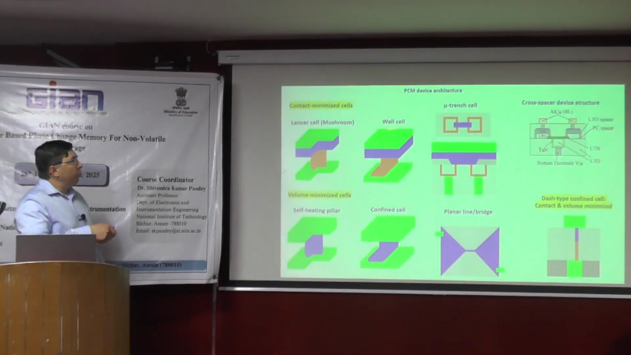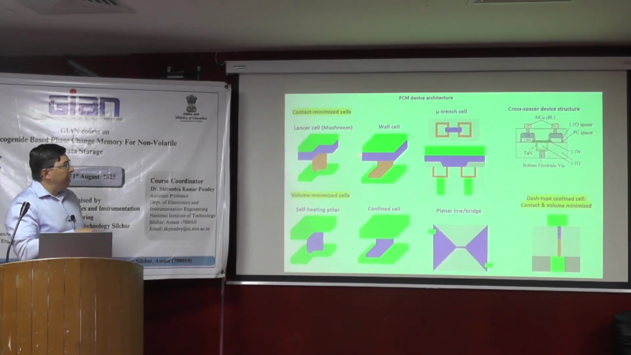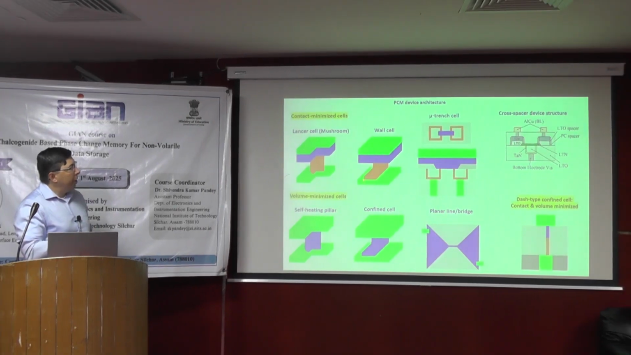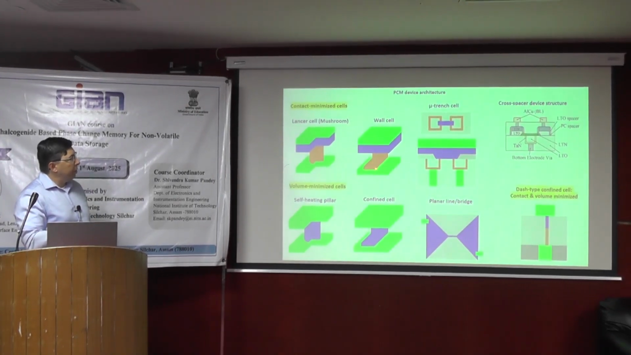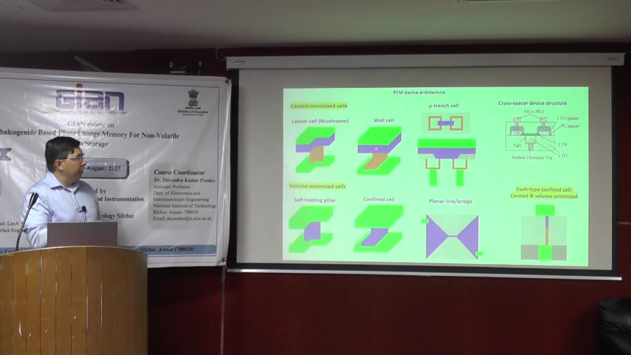The second is the wall cell. So here this is also the same actually, but here you minimize the heater. It's a specially made heater, so it's like a wall. So it's not like the round-shaped heater here. This really goes like a wall. This is because of the lithography.